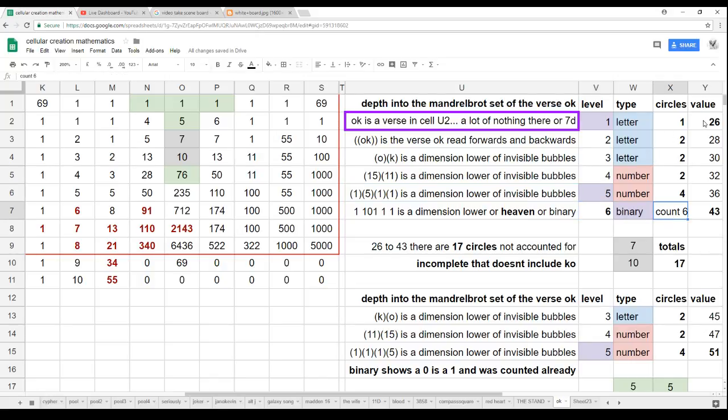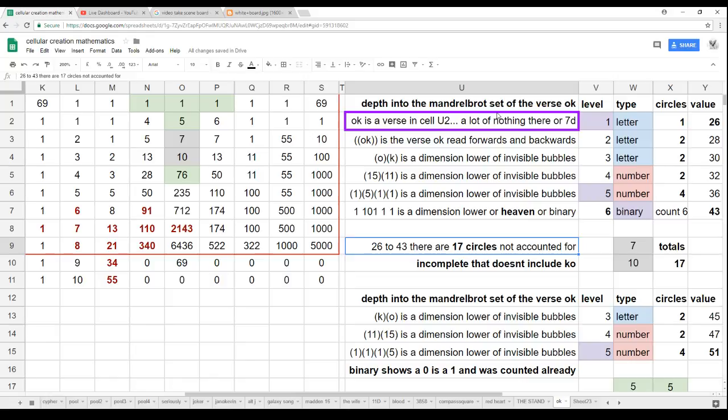So if you sum up, the 26 is the initial value. The 1 circle, 2 circle, 2 circle, 2 circle, 4 circles, and the 6 of the binary. It sums down here really small to 43, which is right here. Okay. So 26 to 43, there are 17 circles not accounted for, is what it means.